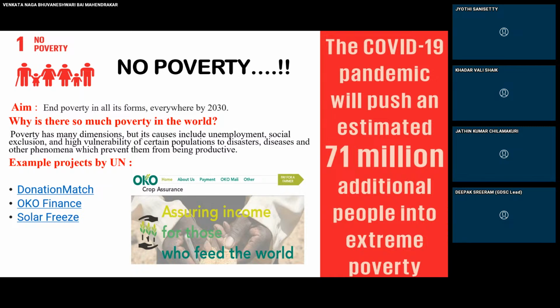Here, if you look to the right, the COVID-19 pandemic will push an estimated 71 million additional people into extreme poverty. When the world was hit by COVID-19, everyone was stuck with health issues, and poverty was increasing. People working for daily wages had no money, and poverty kept growing. So at that time, the United Nations considered this a problem statement and wanted to solve this problem all over the world.